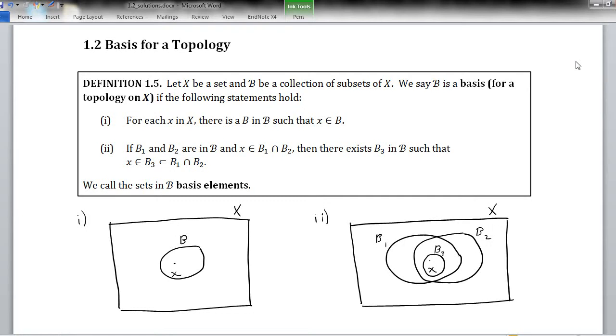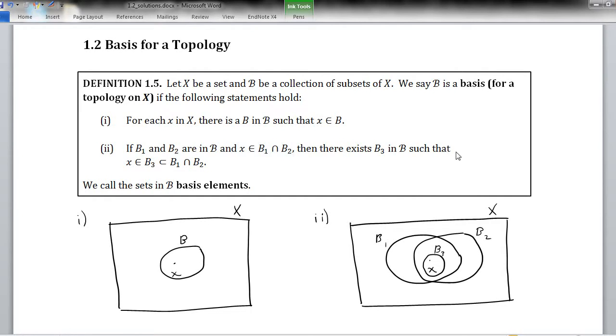Let X be a set and B a collection of subsets of X. We say B is a basis for a topology on X if the following statements hold. Number 1, for each element x in X, there is a B in the collection B such that x is contained in B. So you see that illustrated here. We have the set X and an element x in there, and by property 1, there must exist some basis element containing x.